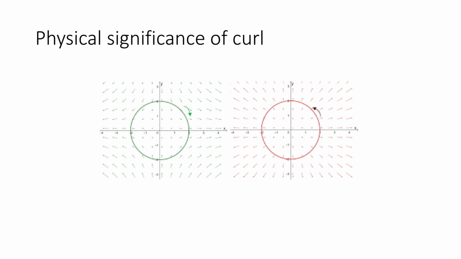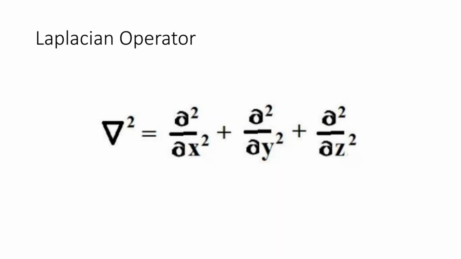Now that we have seen the physical significance of curl as well, let's go into the Laplacian operator. The Laplacian operator is nothing but del squared, the operator del which is squared, and it can be applied to either scalar or vector quantities. There are also two equations which use this kind of operator. They are Laplace's equation and Poisson's equation.